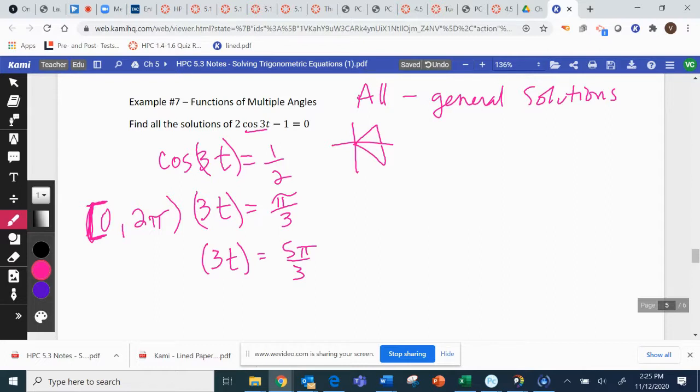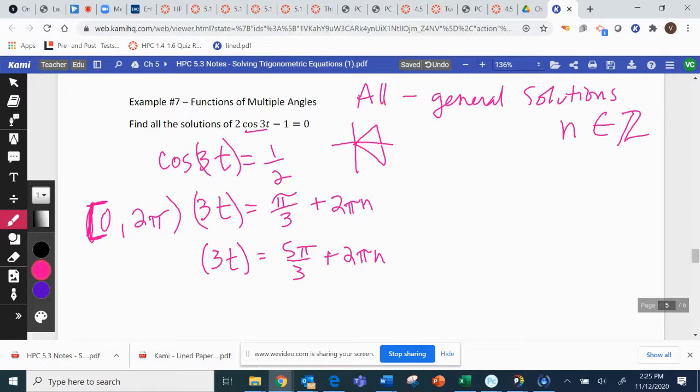Then after we have that, we will solve for t. Actually, let me do the general solution first. General solution first. So 3t for all the solutions. This is cosine. It is 2 pi for the period, so 2 pi n. And then I'm just going to put off to the side because it's going to get too crazy looking. So we've got pi over 3 plus 2 pi n and 5 pi over 3 plus 2 pi n.